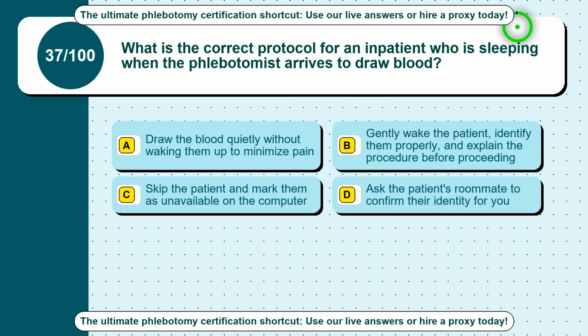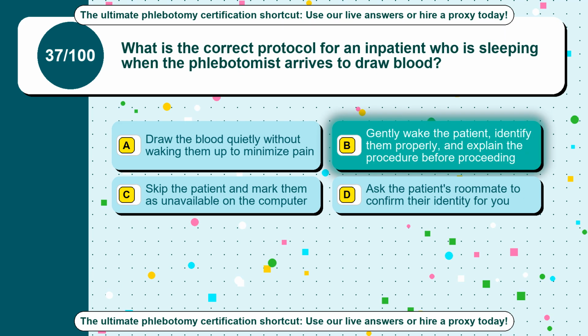Question 37. What is the correct protocol for an inpatient who is sleeping when the phlebotomist arrives to draw blood? Option A, draw the blood quietly without waking them up to minimize pain. Option B, gently wake the patient, identify them properly, and explain the procedure before proceeding. Option C, skip the patient and mark them as unavailable on the computer. Option D, ask the patient's roommate to confirm their identity for you. The correct answer is option B, gently wake the patient, identify them properly, and explain the procedure before proceeding.